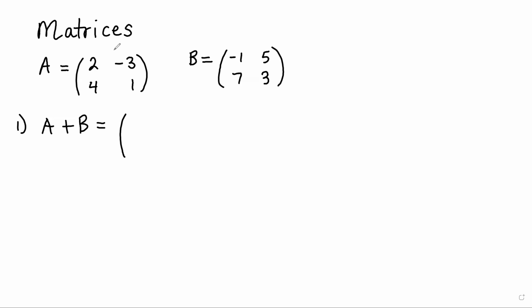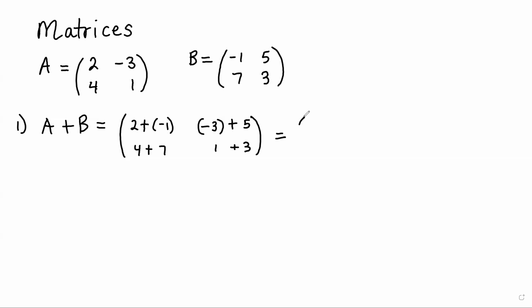So for instance, the first element here, which is in row 1, column 1, would be 2 plus -1, right? So that's 2 plus -1. And then row 1, column 2 would be -3 plus 5. And then row 2, column 1 would be 4 plus 7. And then row 2, column 2 would be 1 plus 3. Right? So the addition of matrices is pretty straightforward. It really is just adding corresponding elements.